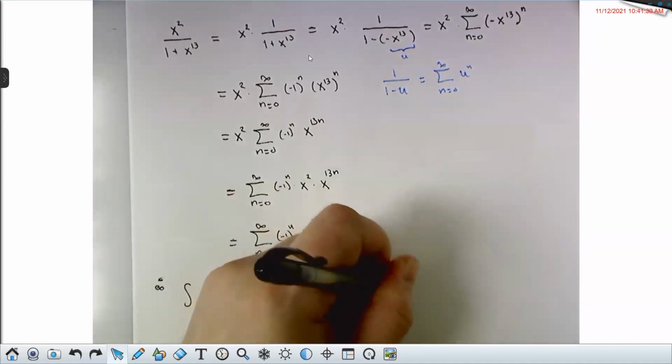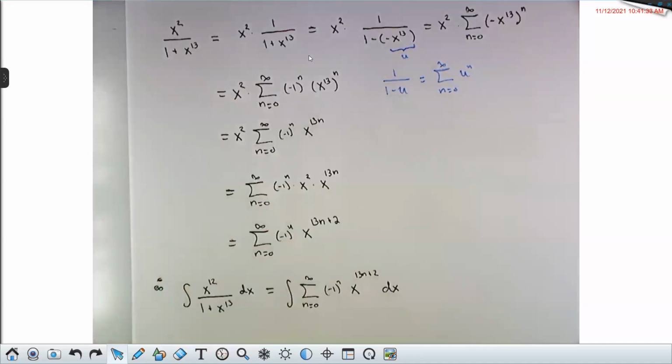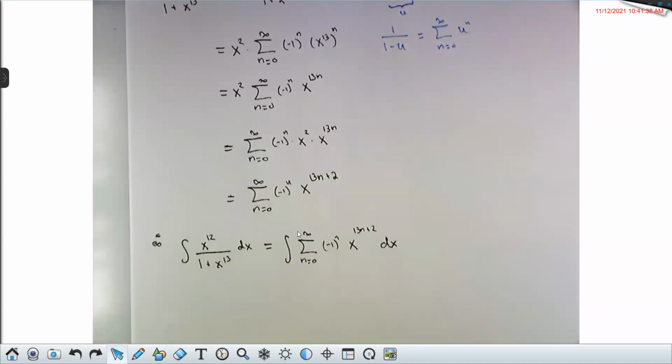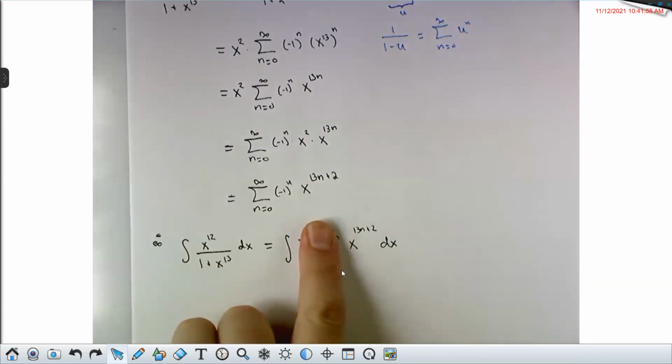Again, people get scared of these, but you don't need to be scared of these, because the integral doesn't see the sigma, and the integral doesn't see the negative 1 to the n. The integral is a dx integral. He's blind to everything that doesn't have an x, so the integral doesn't see any of this. As far as the integral is concerned, we're looking just at that. The integral only sees the x's, so that's the integral of x to the 13n plus 2.